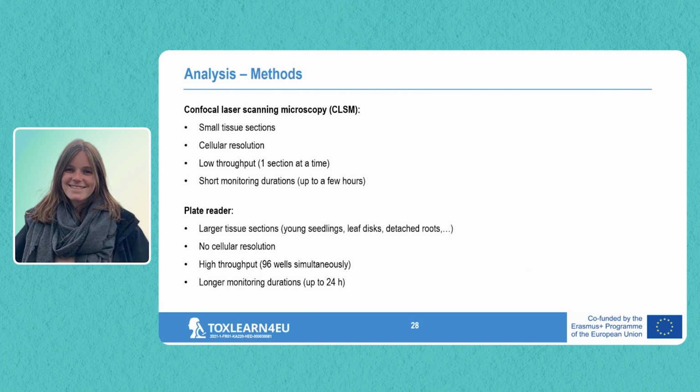You just put your plants in the wells, you put it in the machine, and you can tell the machine, I want you to measure the fluorescence every minute, every 2 minutes, every hour, or even every few seconds. So you can have as many data points as you like, basically. And you don't have to do anything, just sit and wait until the machine is done.